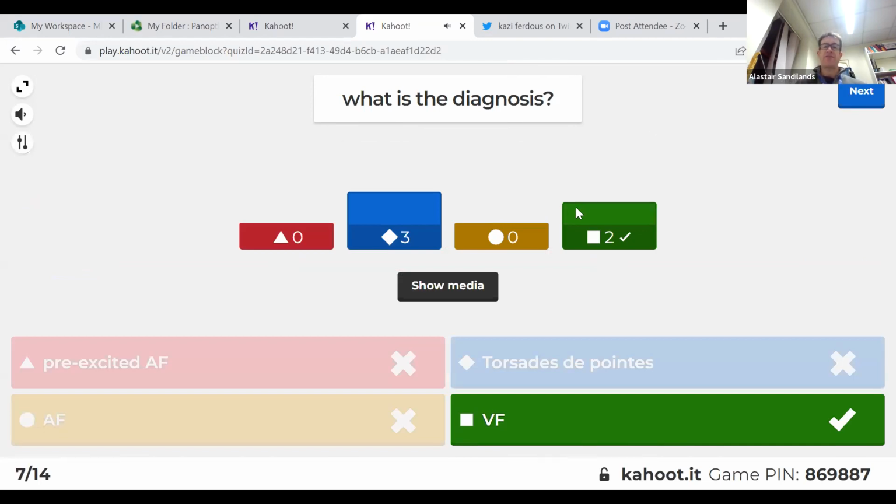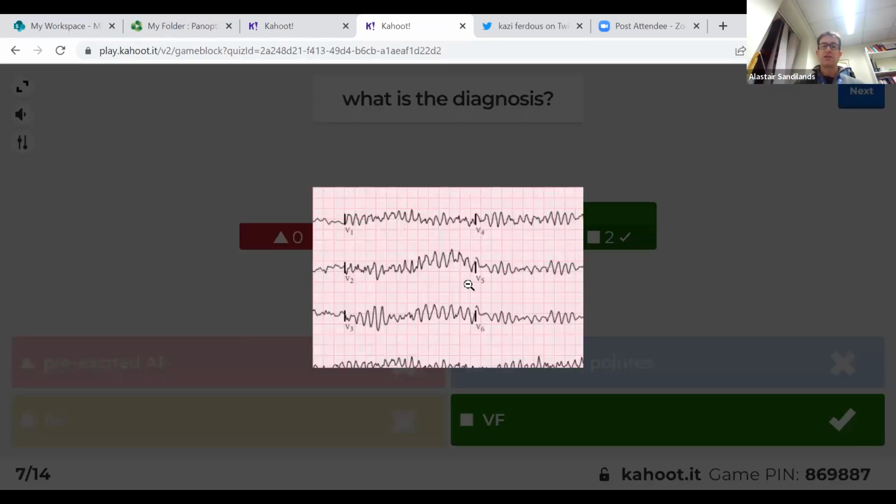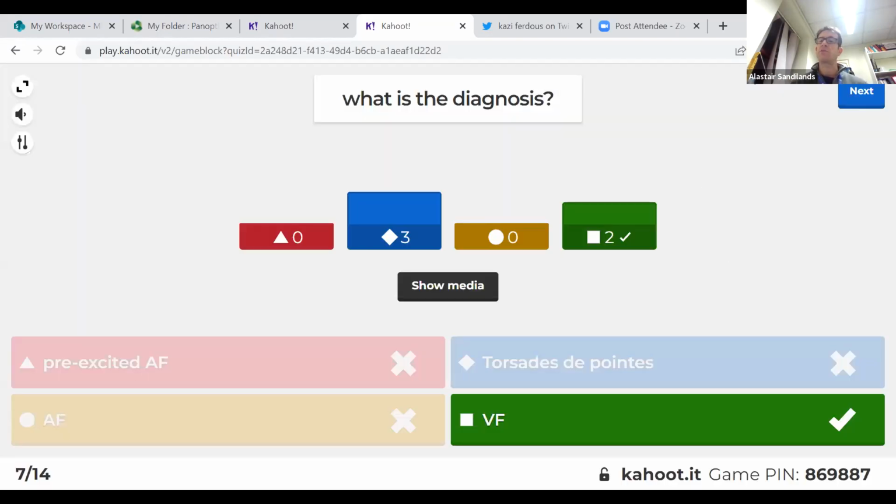Yes, this is VF. It's not torsades. Torsades is a bit taller, then it goes smaller. So this is VF. VF is a lot finer, is probably the word to use. It's finer compared to torsades.